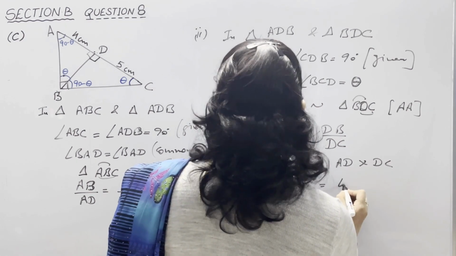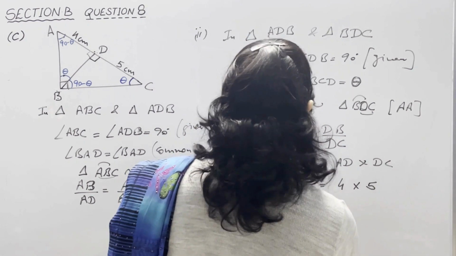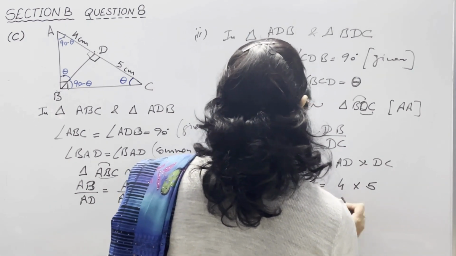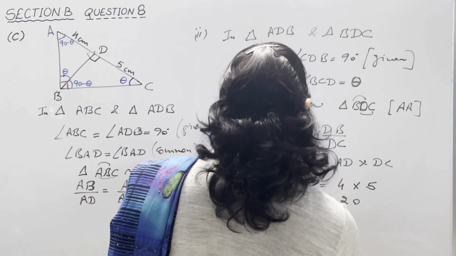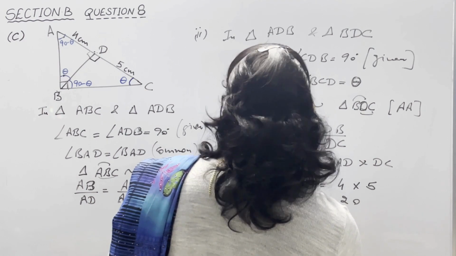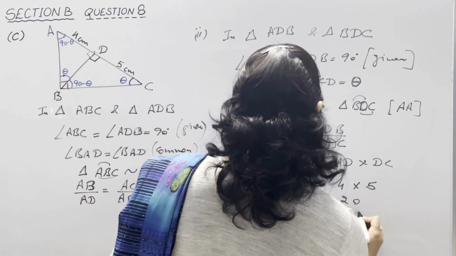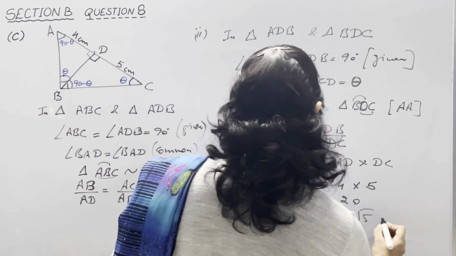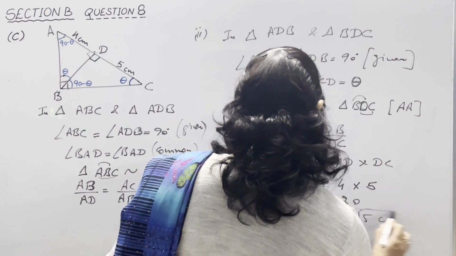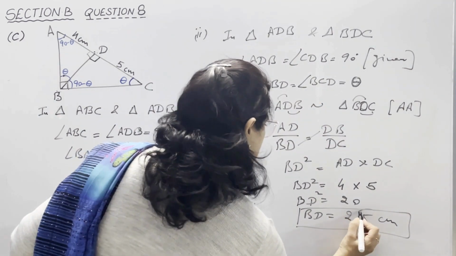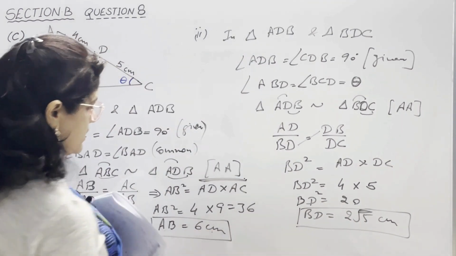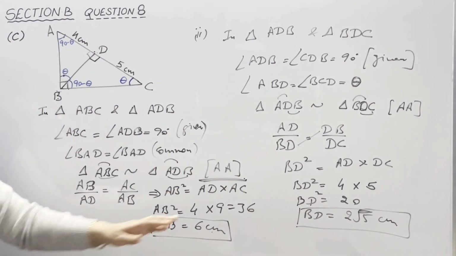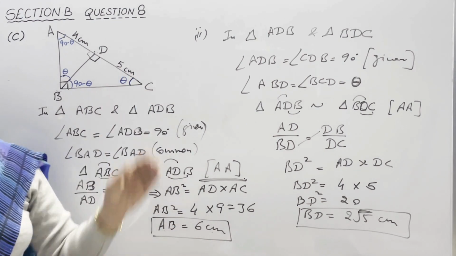Now the value of AD is 4 and DC is 5, given in the question. So BD square is equal to 20. BD is equal to root of 4 into 5, which means 2 under root 5. So BD is equal to 2 under root 5 centimeter. The value of BD is 2 under root 5 centimeter and the value of AB is 6 centimeter. These two side lengths we need to calculate in this given question.